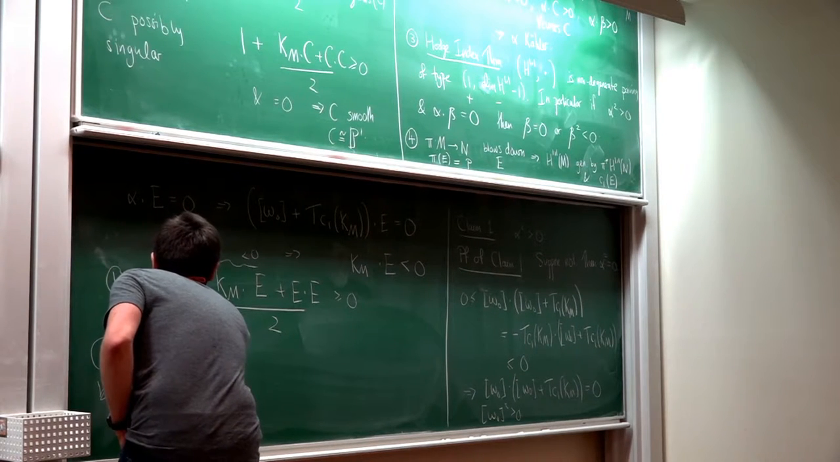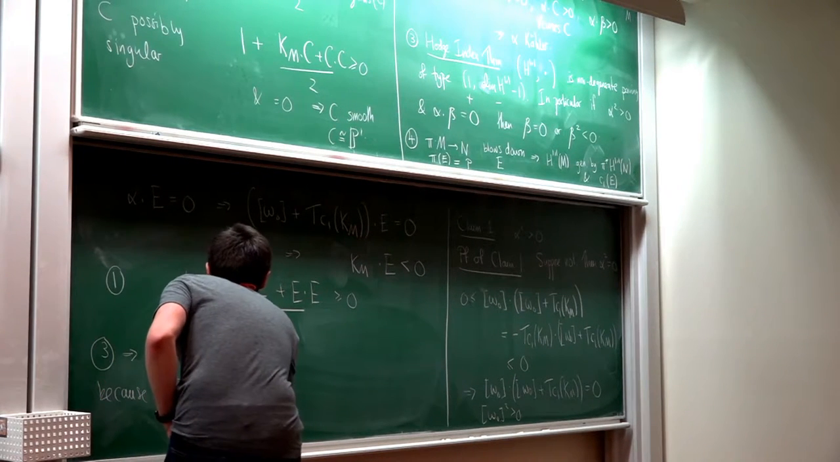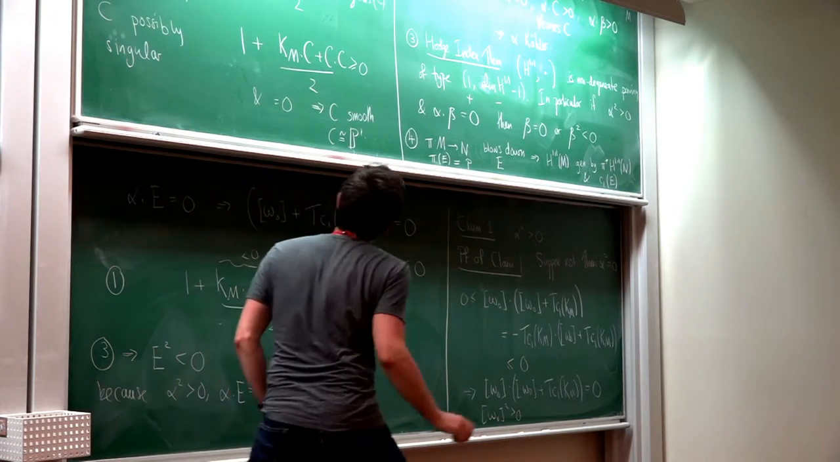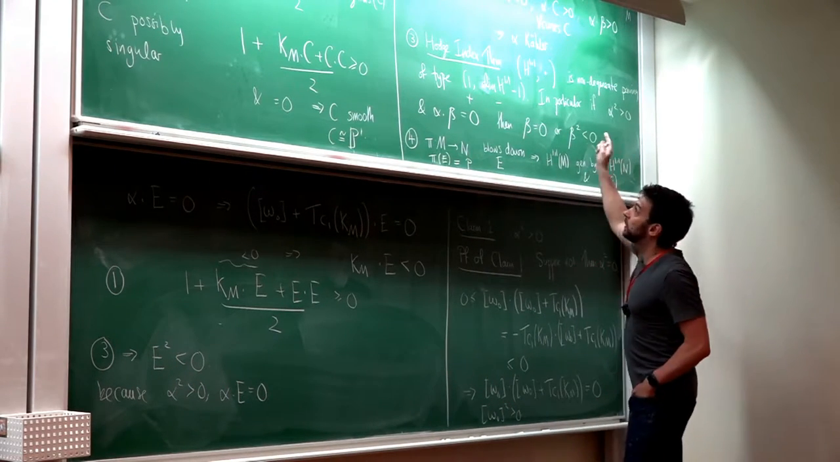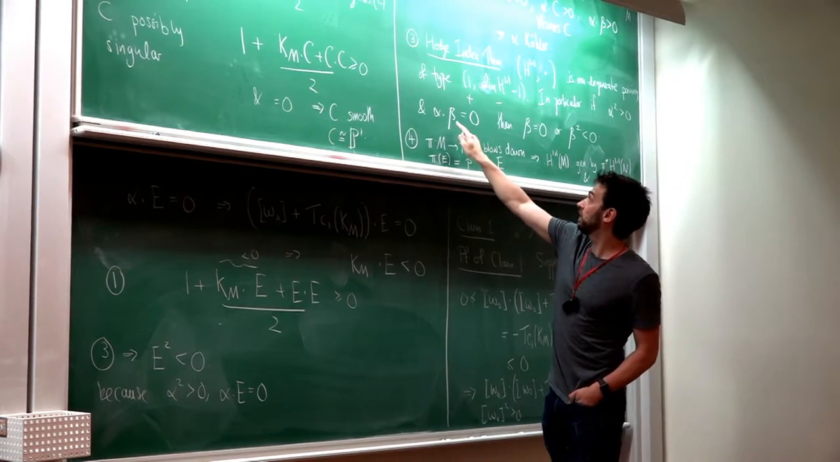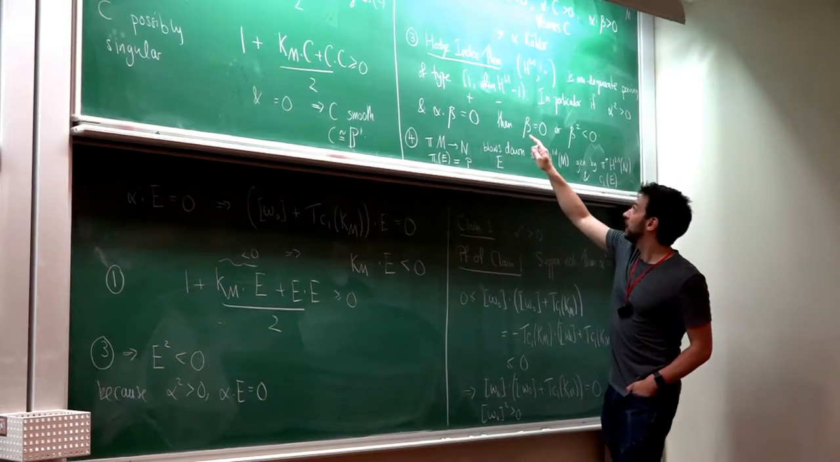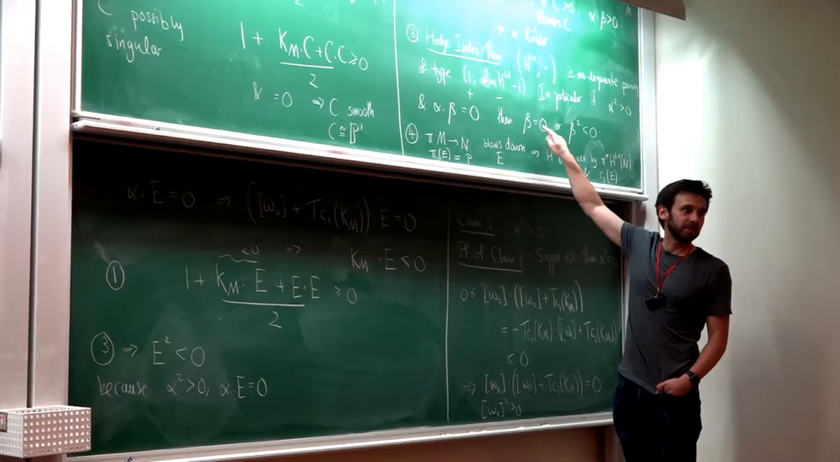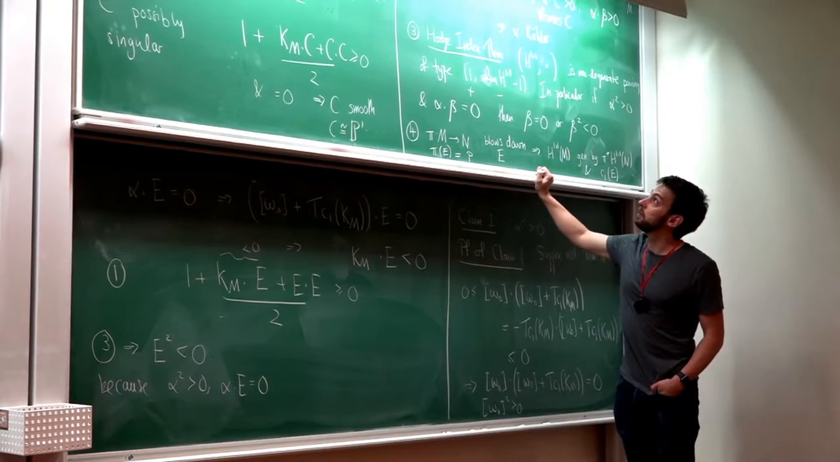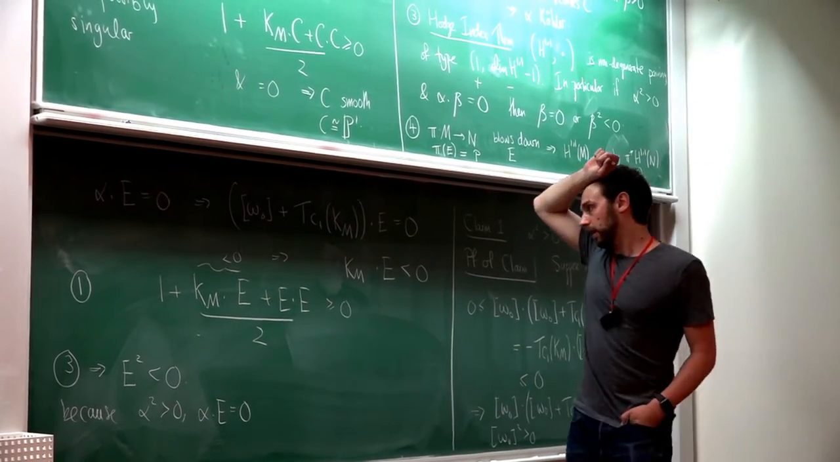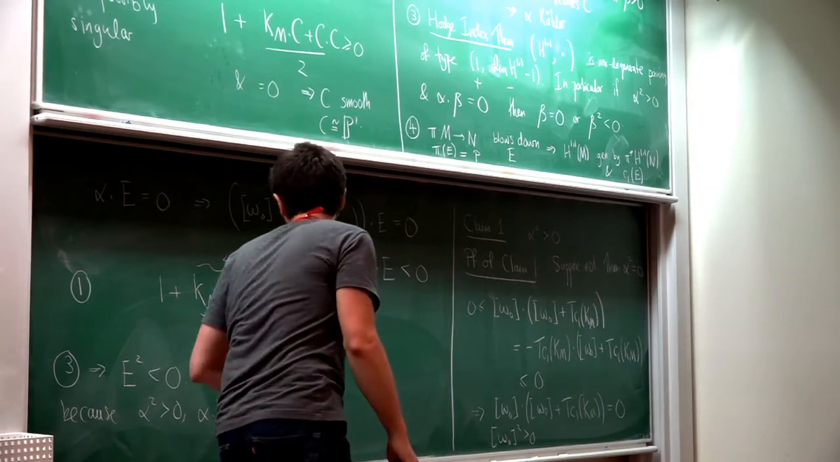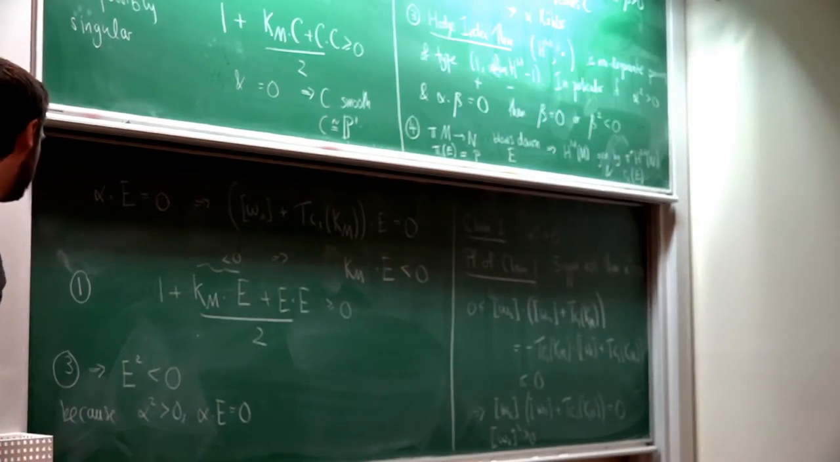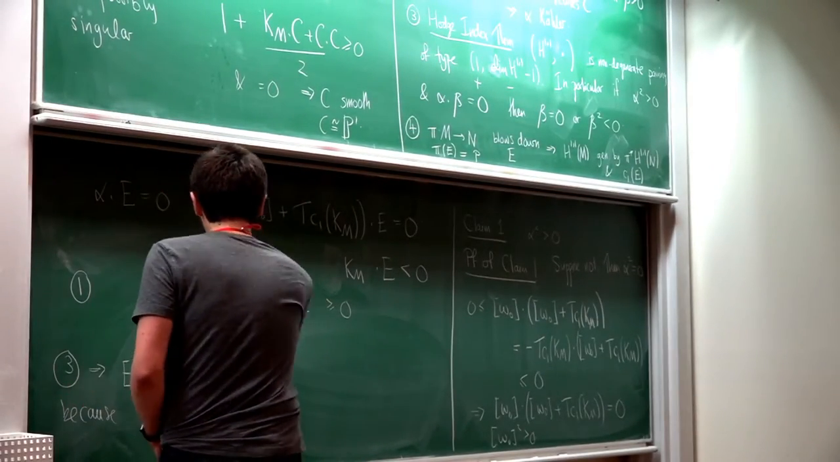Because alpha squared is positive and alpha dot E is zero. So the Hodge index theorem says alpha squared is positive, alpha dot E is zero, then either E is zero or E squared is negative. Well, E is zero is not possible. You can't have a curve which would be cohomologically zero. So it must be that alpha dot E is zero, and E squared has to be negative.